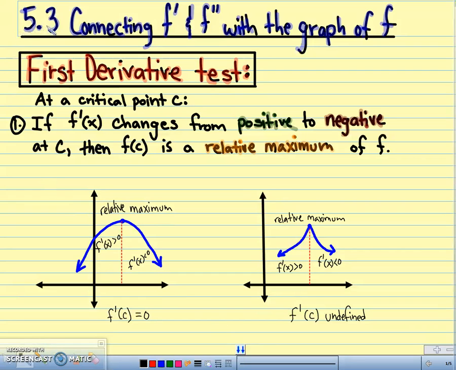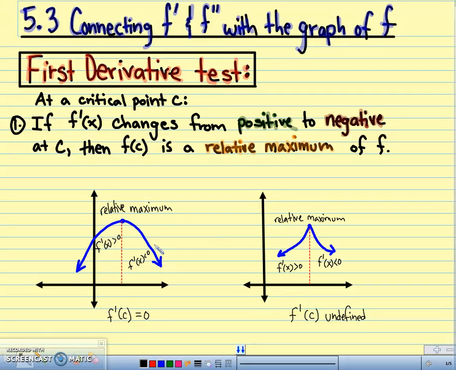So 5.3, here's your heading. The main thing I want to talk about is the first derivative test. So at a critical point C, if f prime of x changes from positive to negative at C, then f of C is a relative maximum of f. And here you have a couple examples.